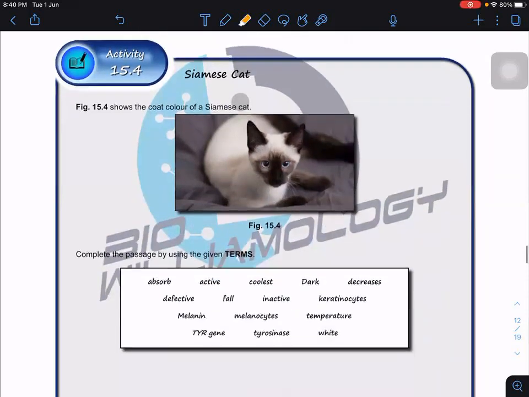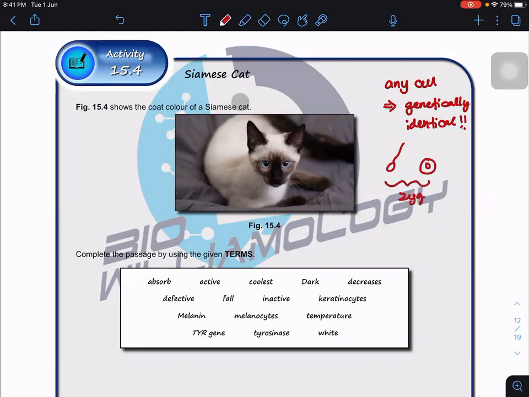Now look at the Siamese cat. Always remember, if I take any cells from this Siamese cat, you have to know that they are genetically identical. You have to understand this. Because for any organism, we started with one sperm and one ovum, we form the zygote. For the zygote to develop into a multicellular organism, it must go through mitosis, which gives us genetically identical cells. Are you clear? But if you look at this cat, why is the coat color different?